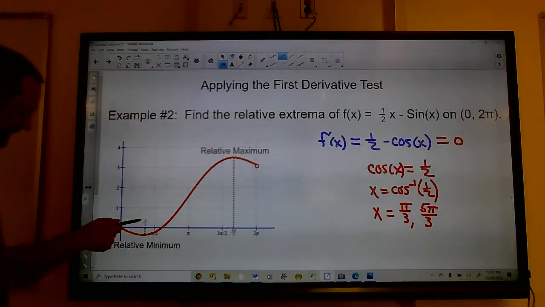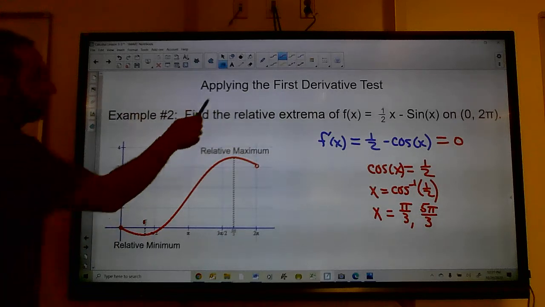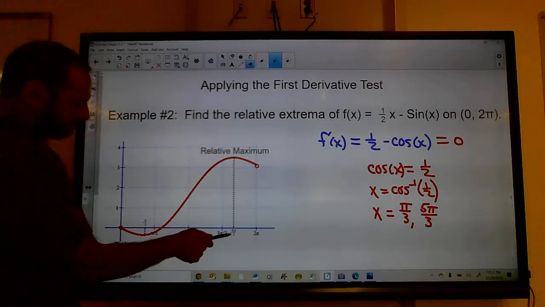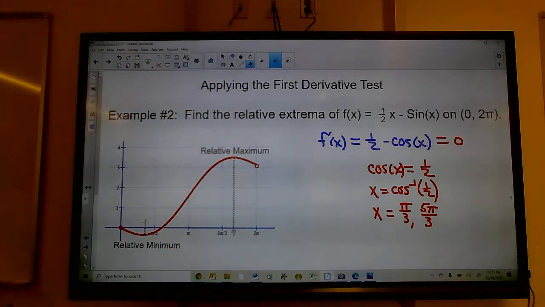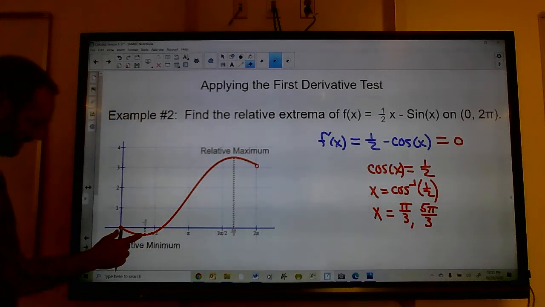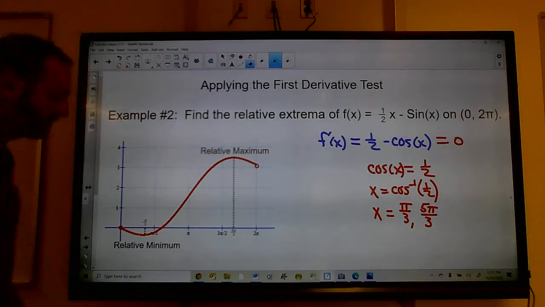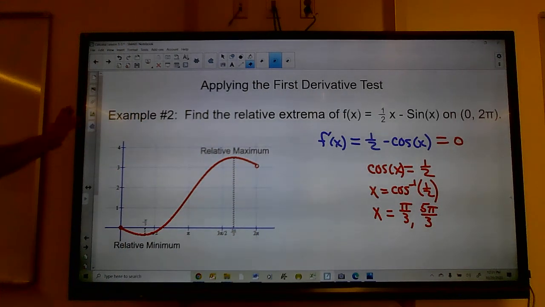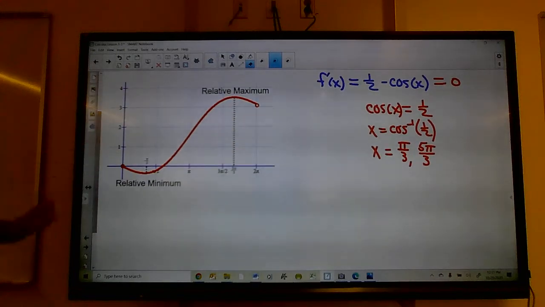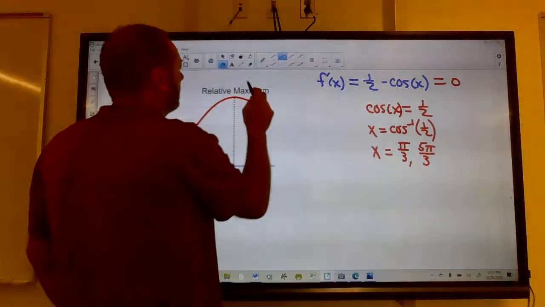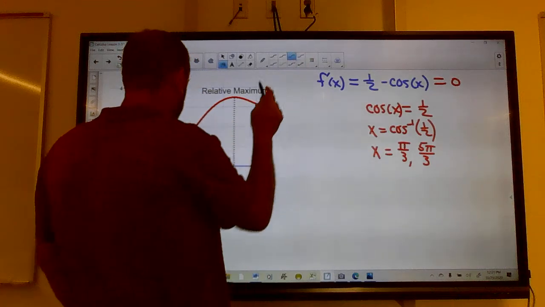And you know what? It matches up with my picture. Here's pi over 3 right here, and here's 5 pi over 3 right here. Now, it gives me 3 regions to test. I have a region right here from 0 to pi over 3. I have another region from pi over 3 to 5 pi over 3. And I've got a region from 5 pi over 3 to 2 pi. I have to test all those. So I got to find something in between there. So let's find something easy.